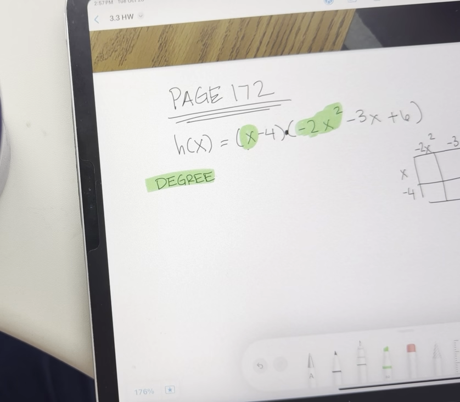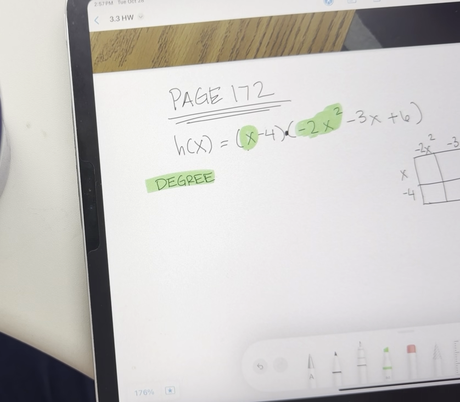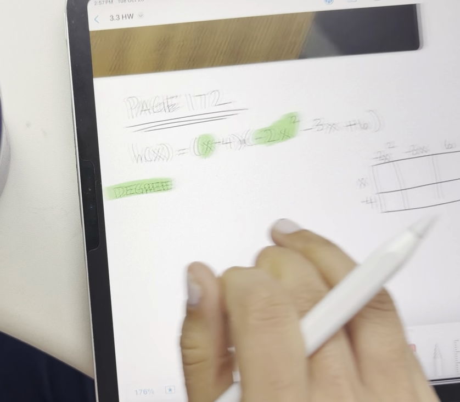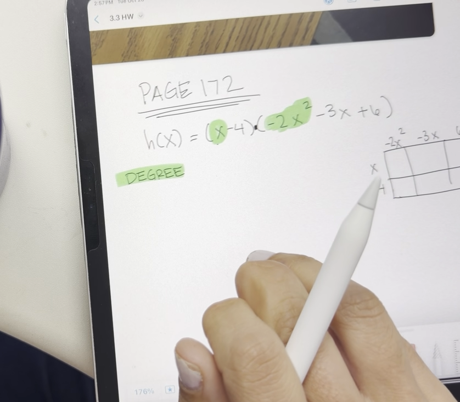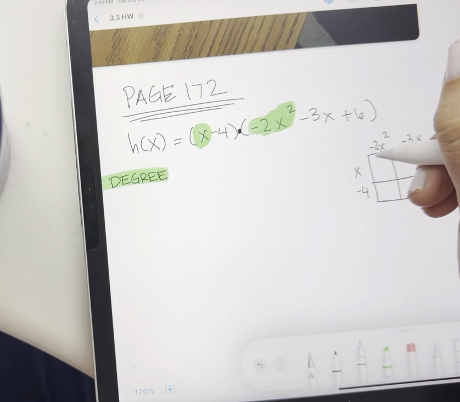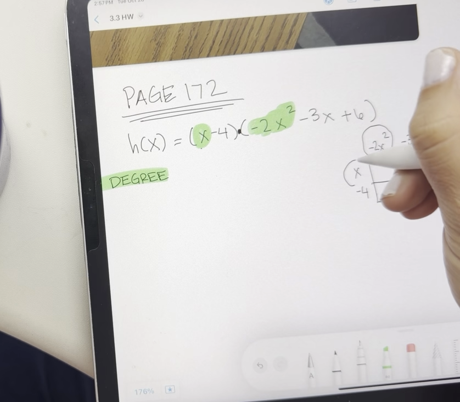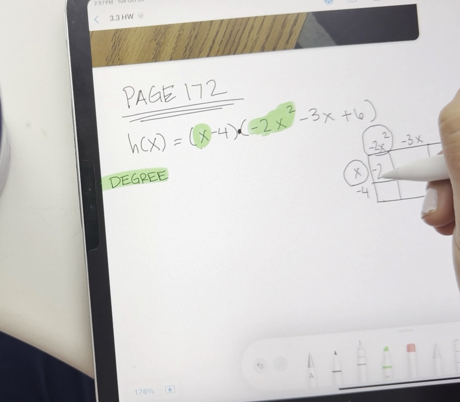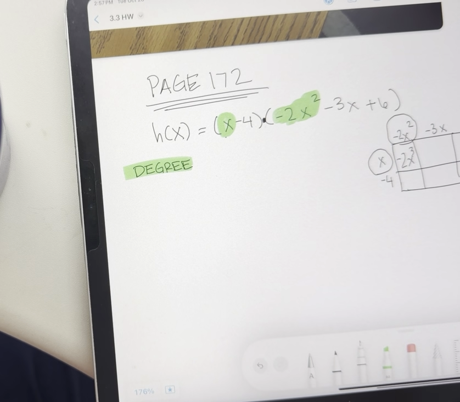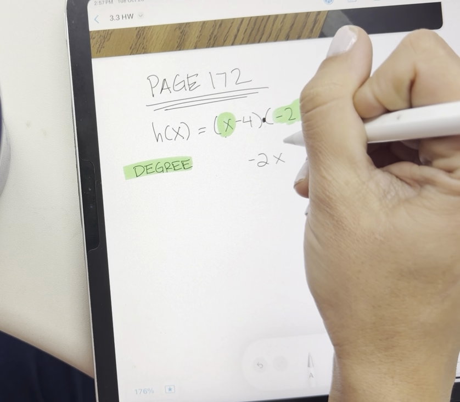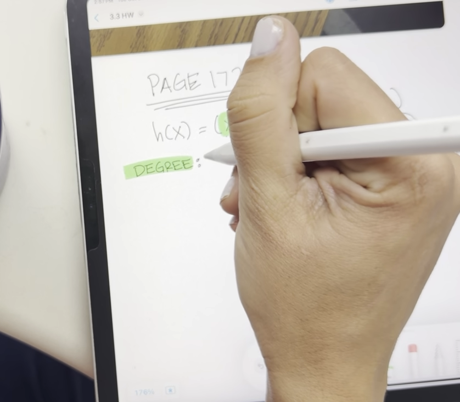To make the box, you just put negative 2x squared, negative 3 and then 6, and then x minus 4. And then you multiply them. And you see what the biggest term is. But you'll see when you do this that the biggest term will come from multiplying this biggest term by that biggest term to get the negative 2x cubed. Nothing else will get as big as that. So the degree will come from negative 2x cubed, and so the degree will be 3.